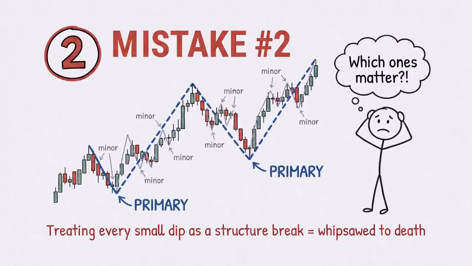Probably the most common one, confusing internal structure with macro structure. On any chart, there are primary swings, the big, obvious turning points, and there are minor swings, the small pullbacks within each impulse. If you treat every small dip as a structure break, you'll be whipsawed to death.